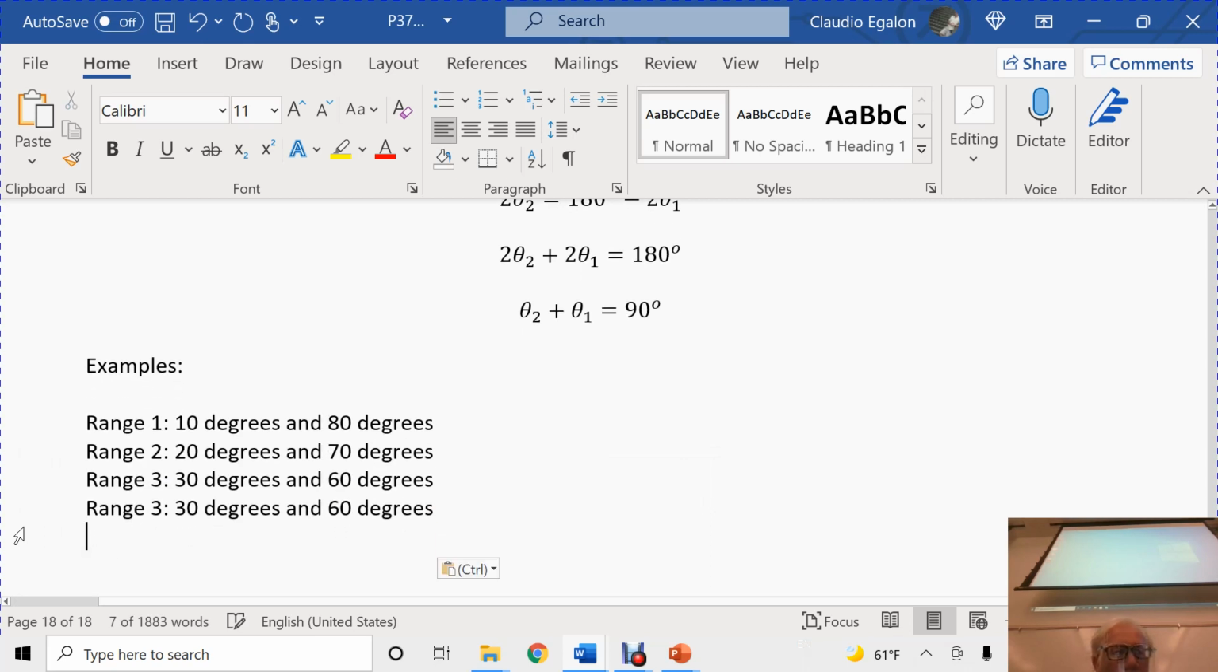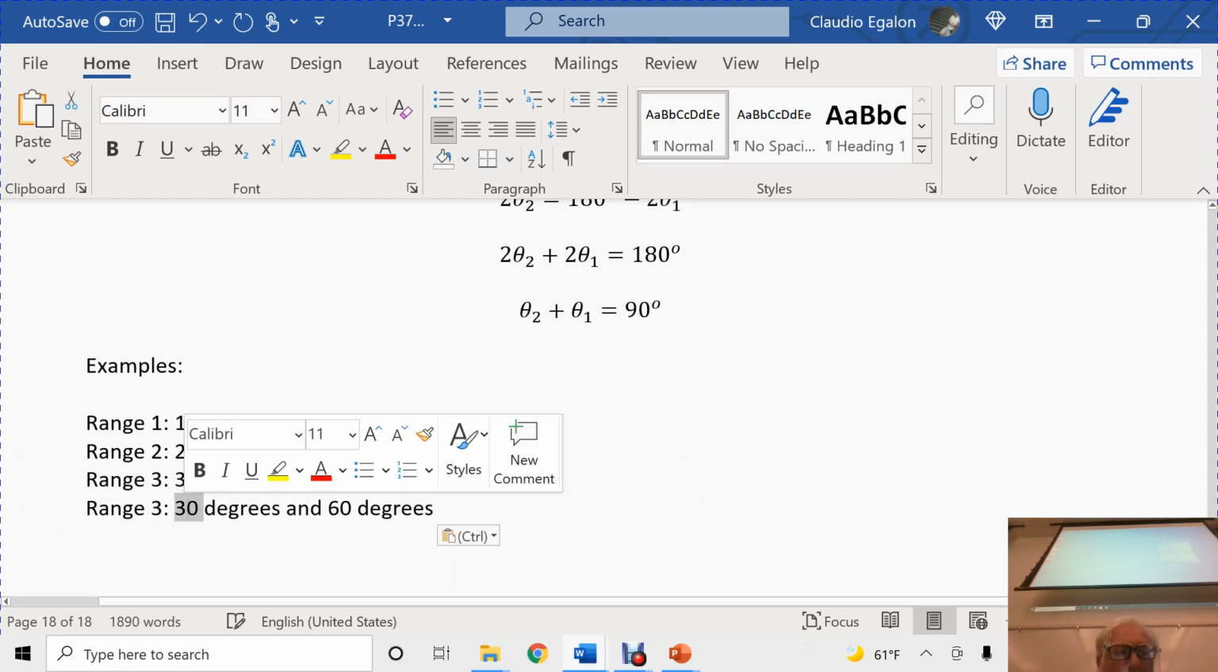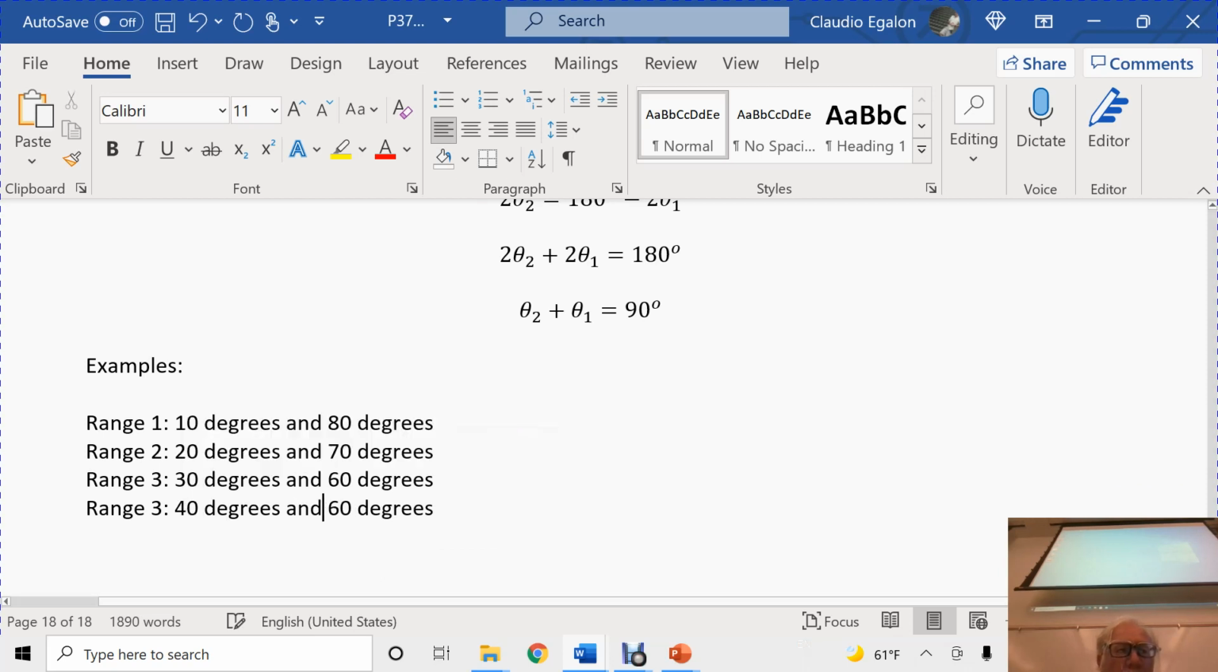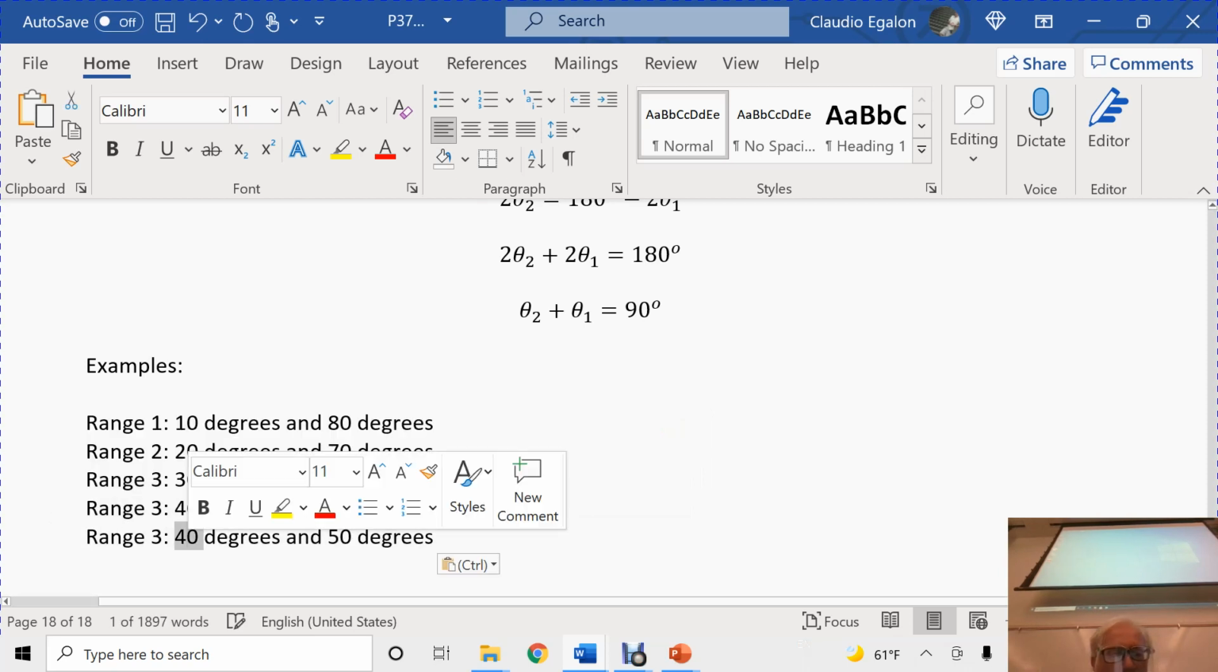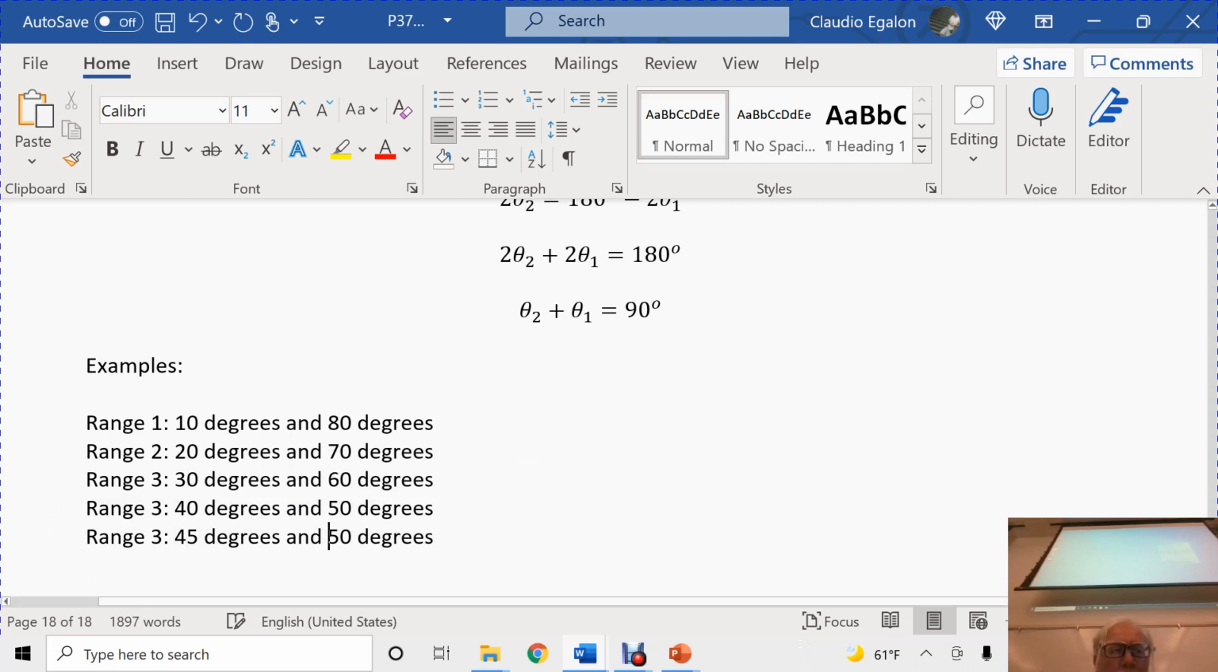40. I don't have 50 here. Oh yeah, I have 40 and 50. And the last one that I like to show you is 45 and what? Yeah, 45 and 45. 45 sums up to 90 degrees with another 45. Okay. So 5:45, and I think we can have a break, right?